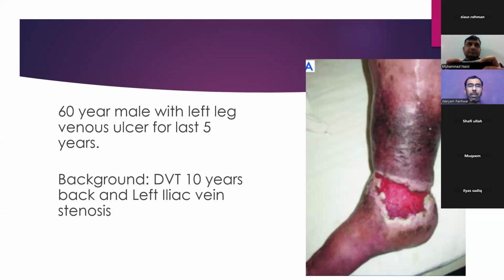So this is the case of a 60-year male with left leg venous ulcer, non-healing for the last 5 years. He has a history of DVT 10 years back, and there is left iliac vein stenosis on imaging.